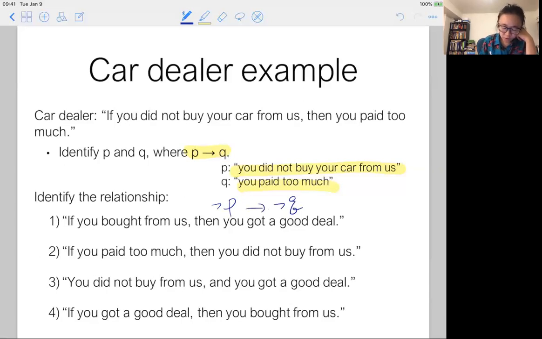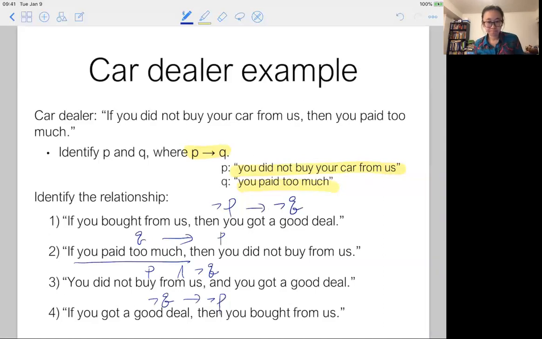Second statement, if you paid too much, then you did not buy from us. If you paid too much, this is Q. Then you did not buy from us, that is P. So this second statement is Q implies P. The third one, you did not buy from us, that is P, and you got a good deal, that is not Q. The last one, if you get a good deal, that means it's not Q, then you bought from us, that is not P.